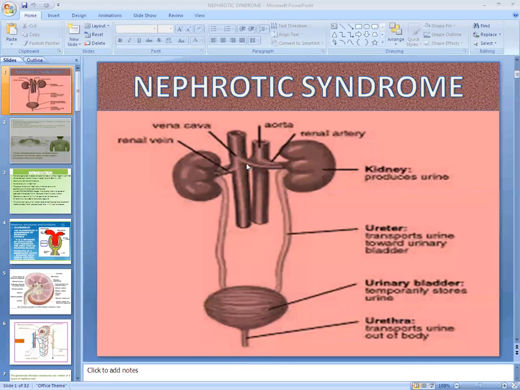Then renal arteries, which are arising directly from the aorta. So blood supply of kidney is renal artery, which is arising from aorta, and vein is drained by renal vein. So renal artery, renal vein, and this renal vein empties into inferior vena cava.